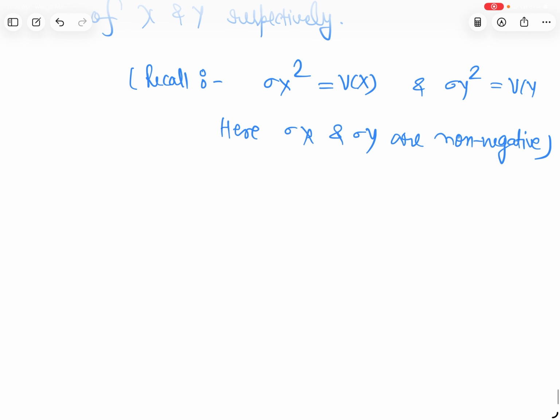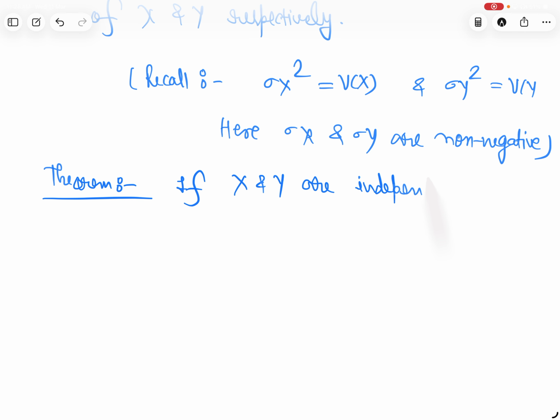So I'm writing a result. If X and Y are independent, then the correlation coefficient is zero.